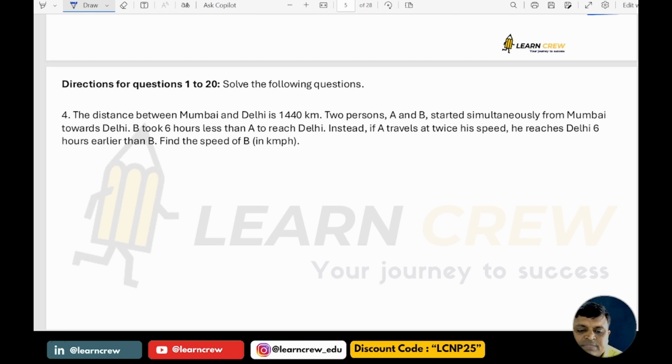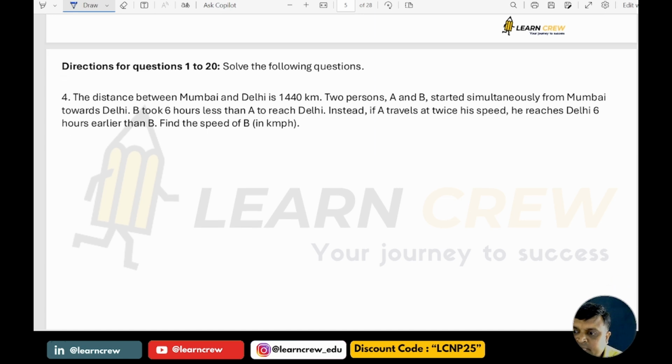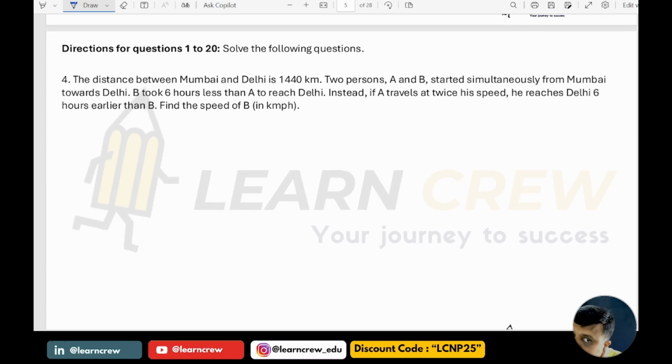Next, question number 4. The distance between Mumbai and Delhi is 1440 kilometers. Two persons A and B started simultaneously from Mumbai towards Delhi. B took 6 hours less than A to reach Delhi. Instead, if A travels at twice his speed, he reaches Delhi 6 hours earlier than B. Find the speed of B.